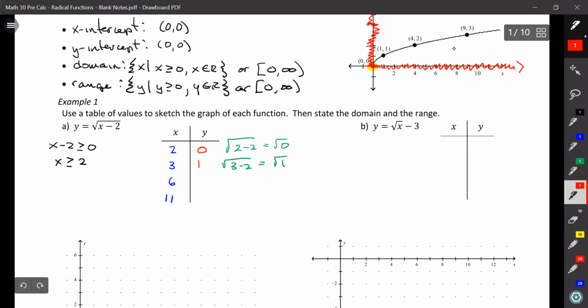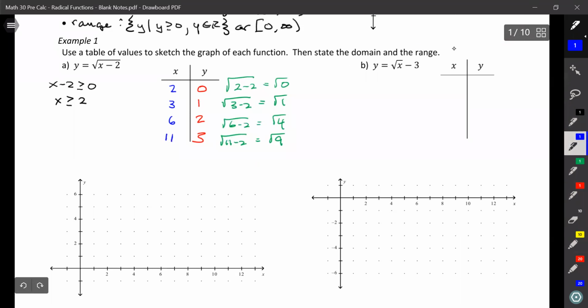Then 6 would look like this. 6 minus 2 equals 4. The square root of 4 is 2. That shows you why I didn't choose other numbers, because we wouldn't get a nice even number. You can still put other numbers, it's just for graphing purposes. And then we have 11 minus 2, which is 9. The square root of 9 is 3. Now we take those points and we will plot them. The first one is at (2, 0).